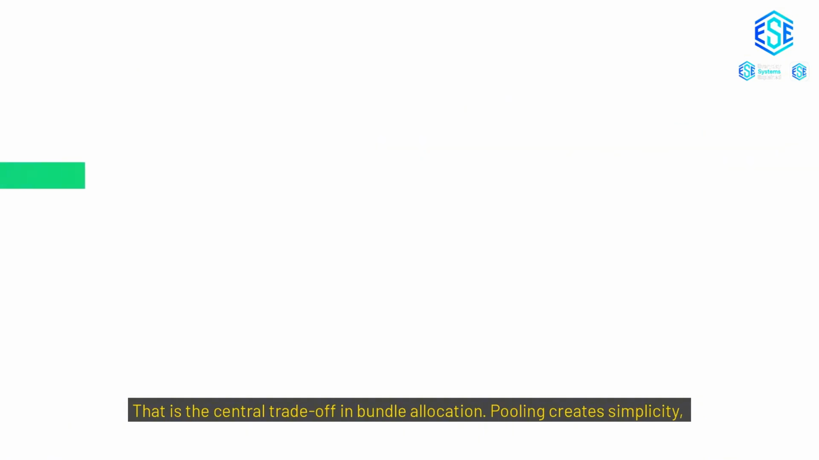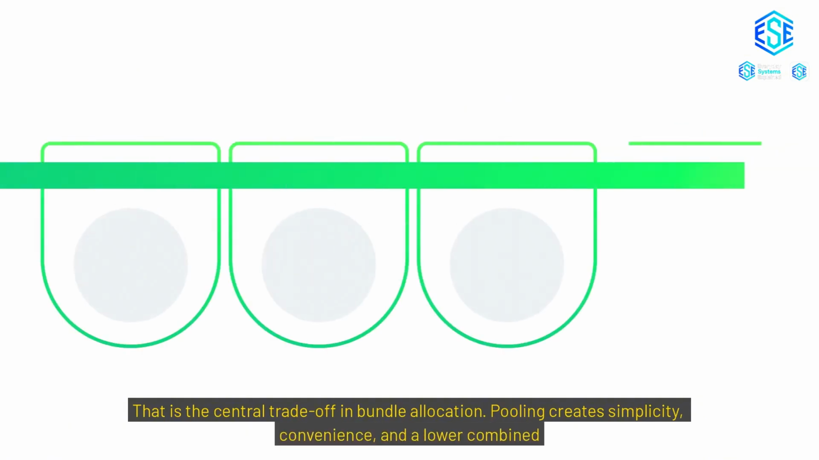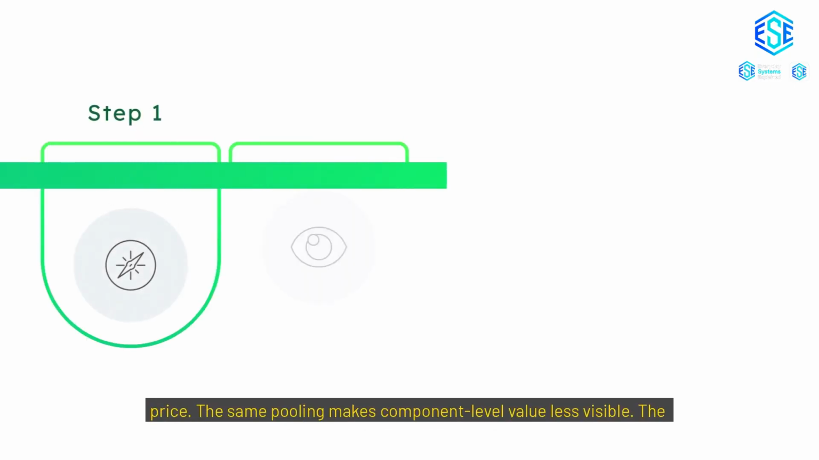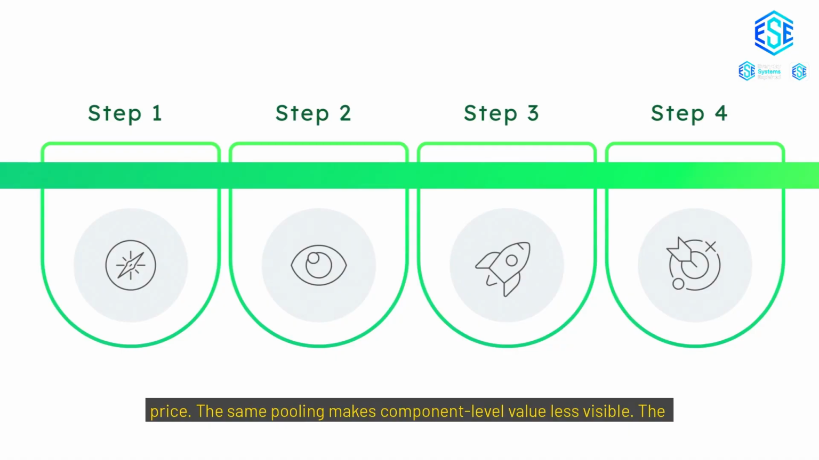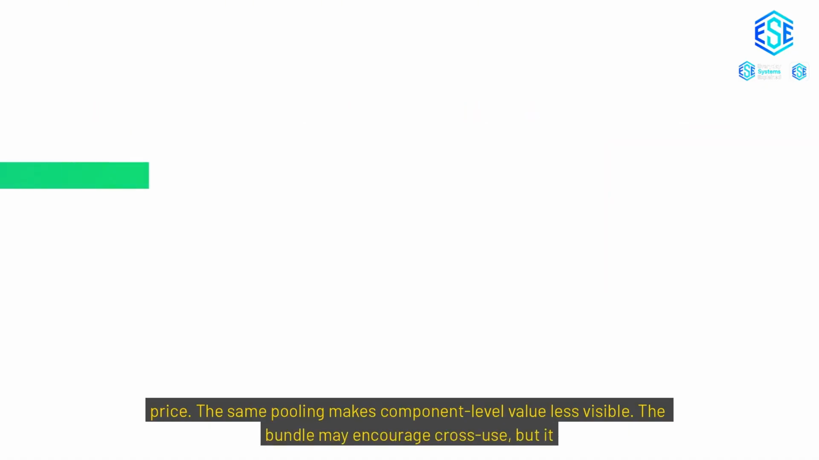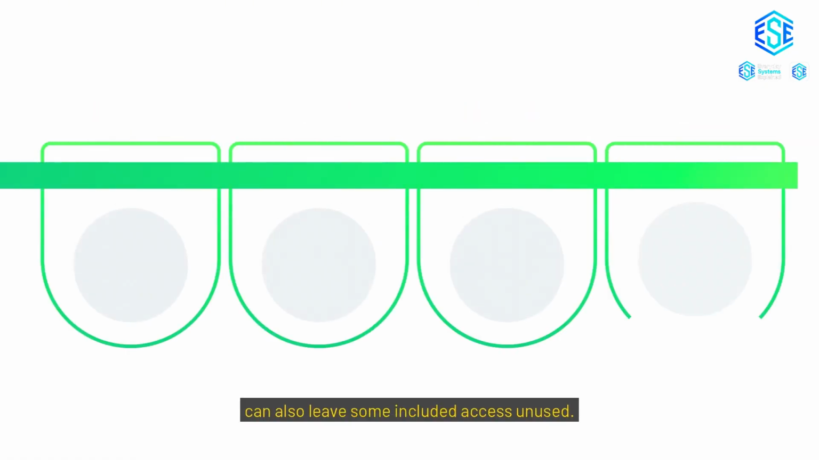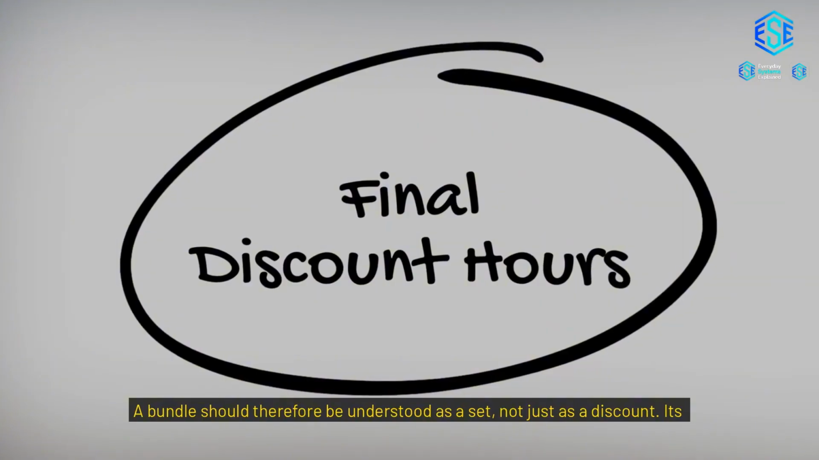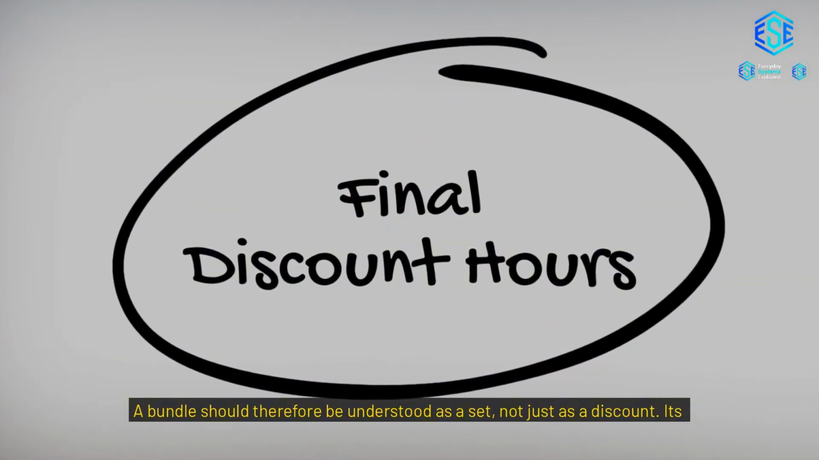Pooling creates simplicity, convenience, and a lower combined price. The same pooling makes component-level value less visible. The bundle may encourage cross-use, but it can also leave some included access unused. A bundle should therefore be understood as a set, not just as a discount.